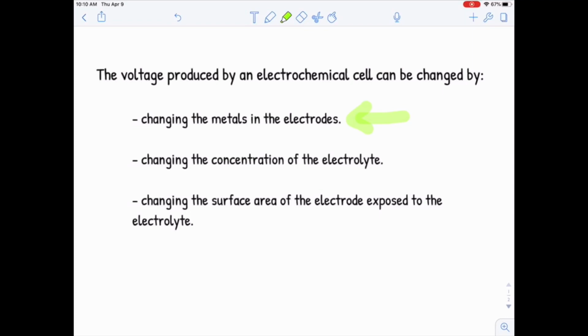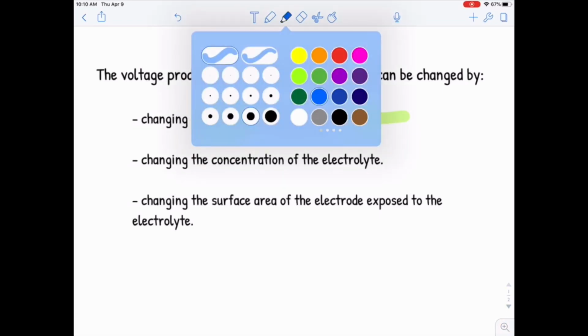is having two different metals and having different pairings. In each of the examples that I showed you, we had zinc and copper paired together, but in reality, we could have a variety of different metals and each will produce a different voltage. You'll learn more about that in high school chemistry.